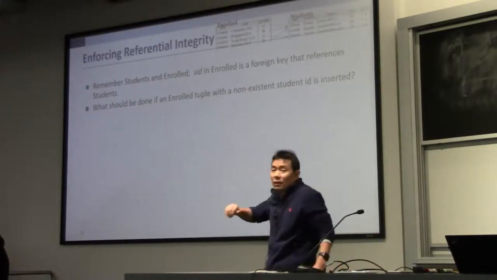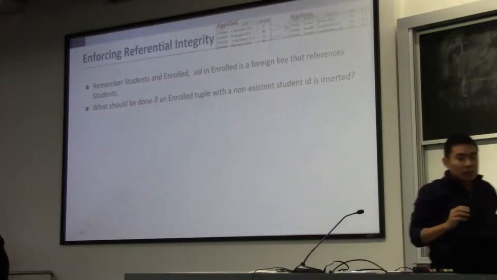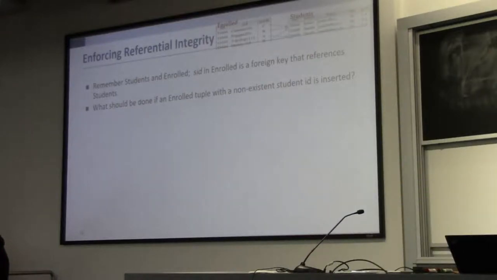Similarly here, the referential integrity constraint means that you want to make sure that those cases do not happen. When I reference a student record from the student table using a particular student ID value, which is a foreign key, that student record had better exist.